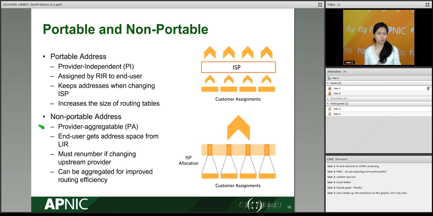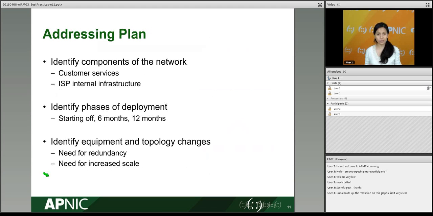Since this is coming from a big block, then you can aggregate these blocks and announce as a single IP block. Okay. Downside is if you're the customers, you have to renumber if you're changing an upstream provider. But the good thing is, again, it is an aggregatable space. So hopefully it's clear between portable and non-portable.